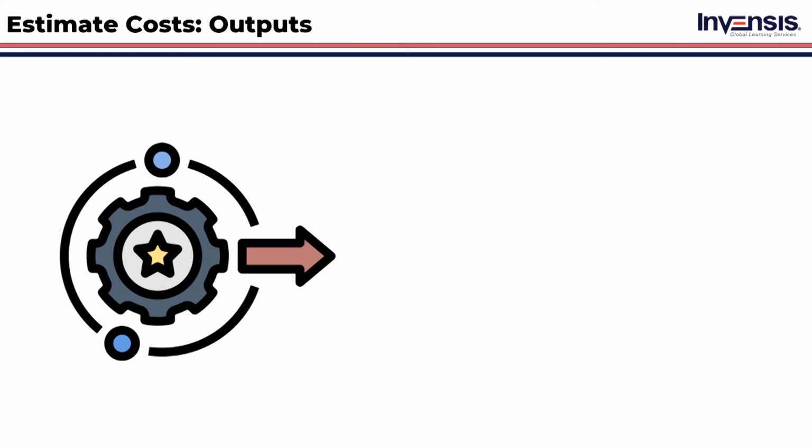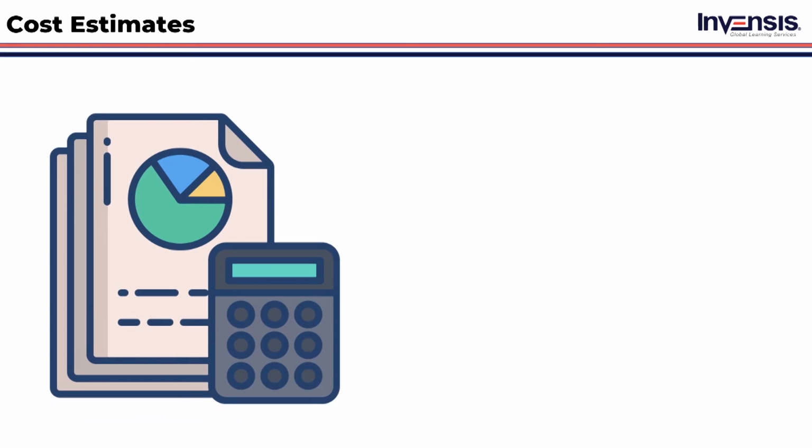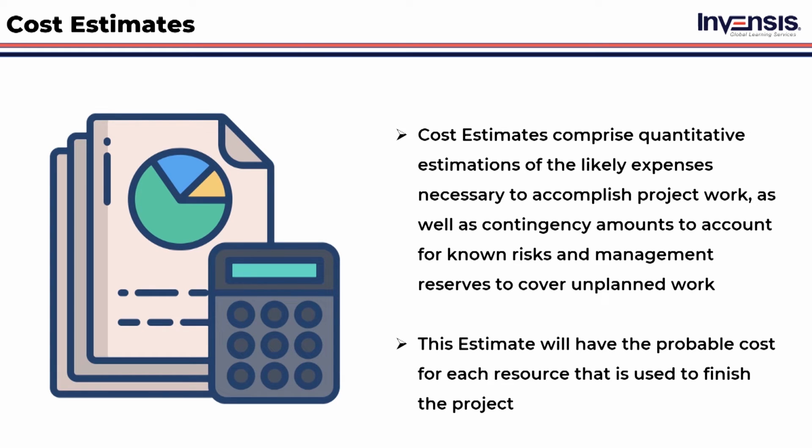Now, let us discuss the outputs that are included in this process. Cost estimates. Basis of estimates. Project document updates. So, starting with the cost estimates output, cost estimates comprise quantitative estimations of the likely expenses necessary to accomplish project work, as well as contingency amounts to account for known risks and management reserves to cover unplanned work. This estimate will have the probable cost for each resource that is used to finish the project.